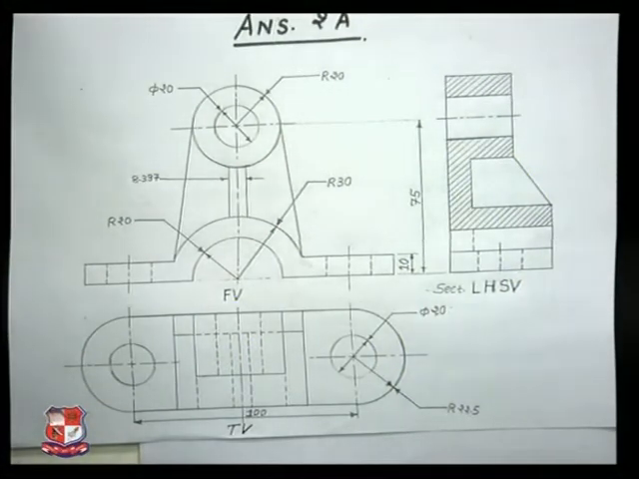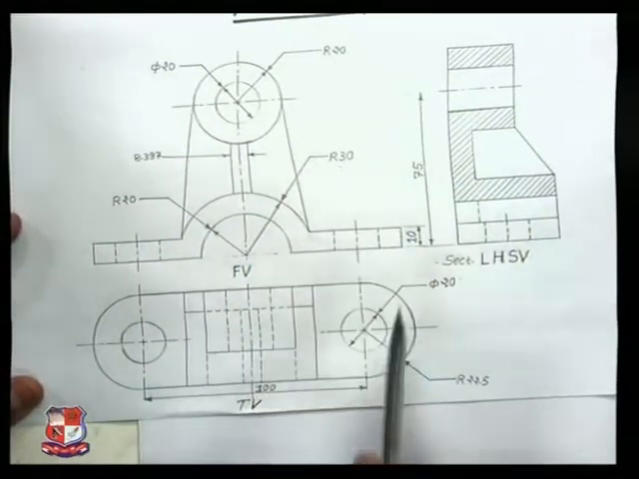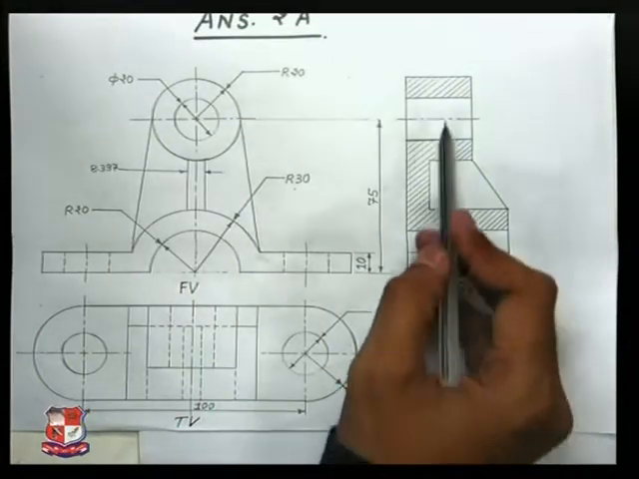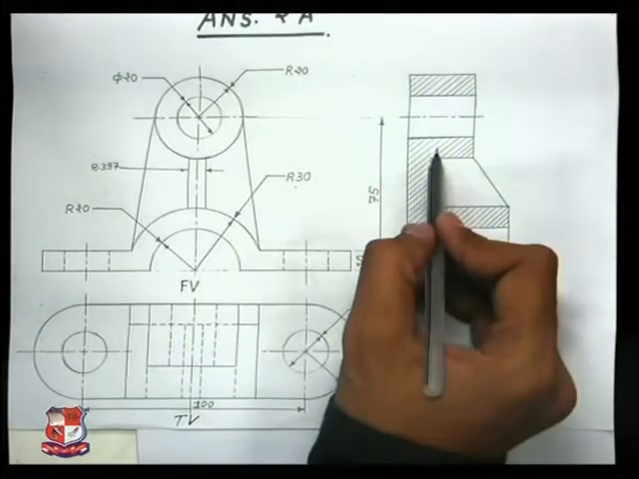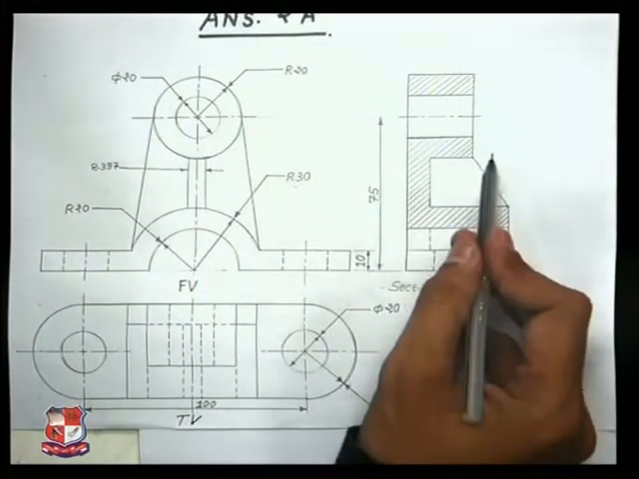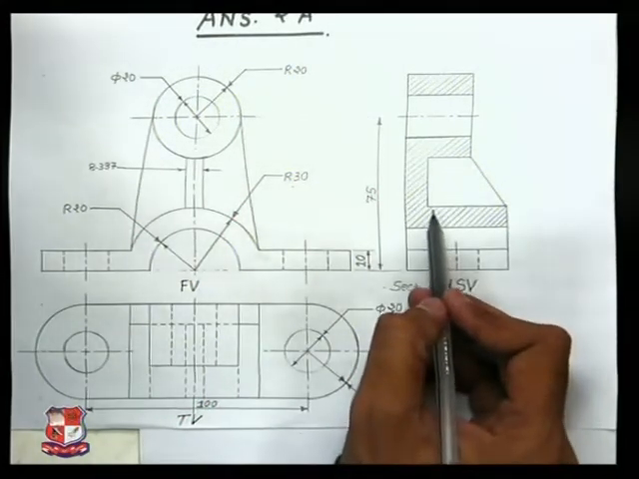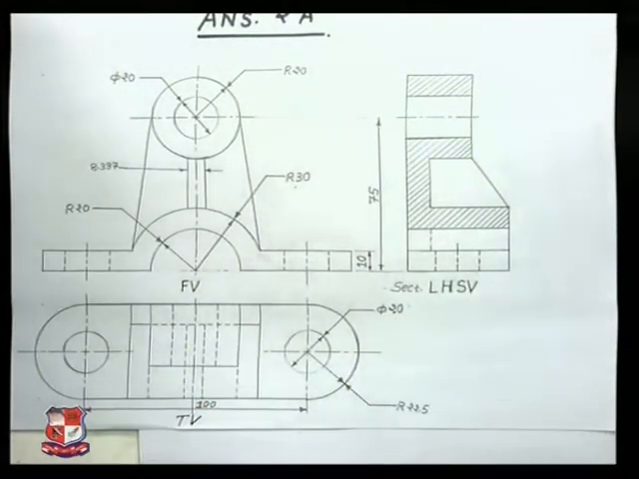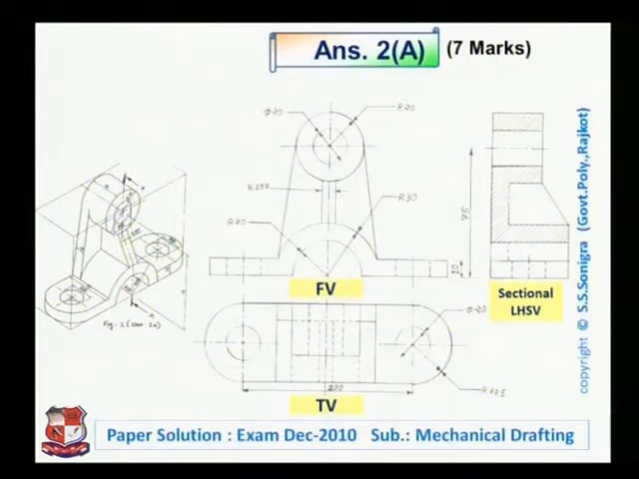You can see here. This is front view, top view, insert the necessary dimensions, radius 20, radius 30 and so on. This is left hand side view, show section lines over here. It's a sectional left hand side view, and here the lines were there below this section line. So whenever we draw any section line, all lines below are to be erased. Here dotted lines should not be shown. So that is the solution of this question. You can see here, this is an object, and we have drawn front view, sectional left hand side view and top view of this object, which is asked for 7 marks in this examination question paper.